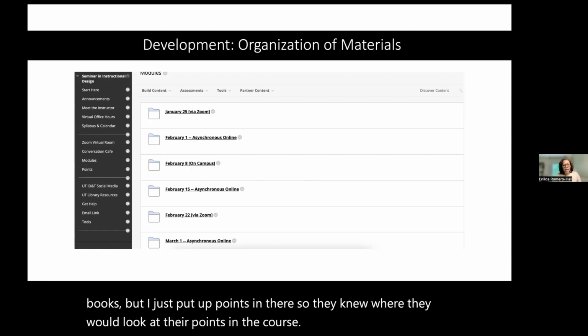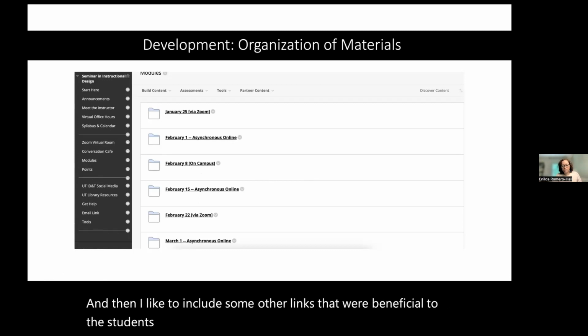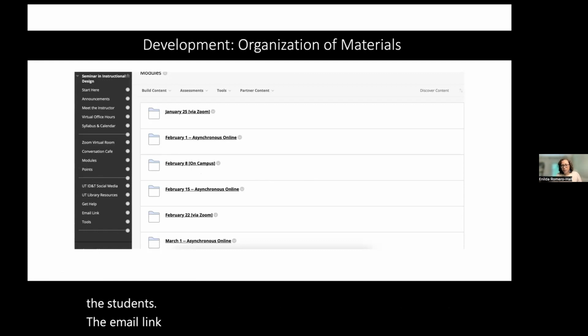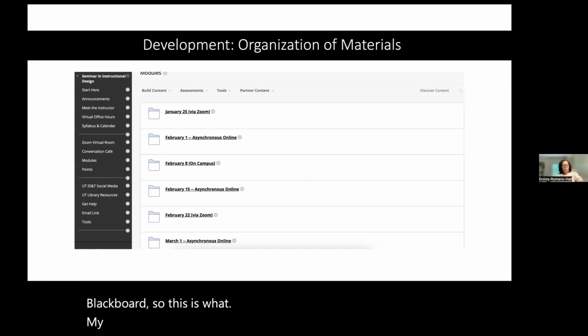And then I like to include some other links that were beneficial to the students, the email link, any tools that they may want to explore in Blackboard. So this is what my course would look like in Blackboard.